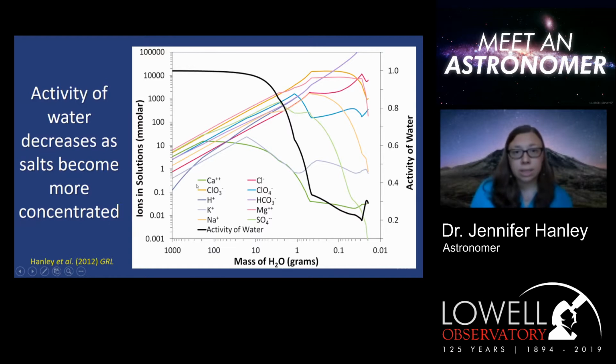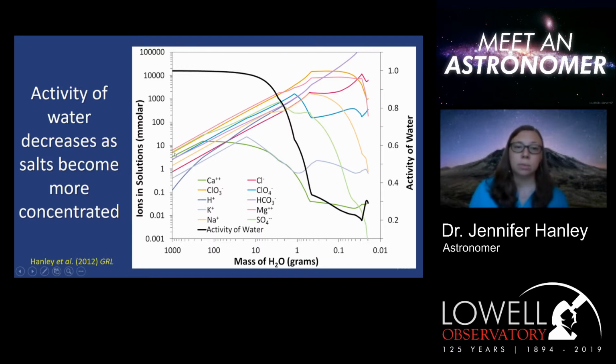So to visualize that, this is a plot that I modeled here, how concentration of different ions affects the activity of water. So if we look here on the x-axis, that's the amount of water that we have. So we're starting with 1 kilogram or 1,000 grams of water. And as the experiment or the model goes, we go from left to right on the axis, and we're evaporating water. Here on the left, we have the concentration of the ions in that solution.